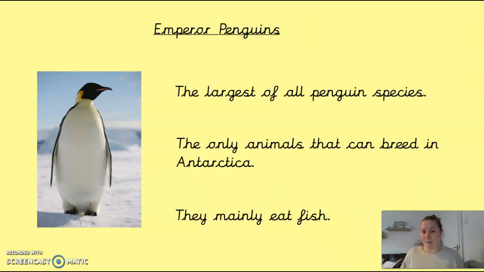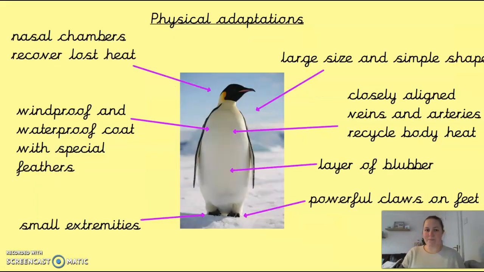This is the emperor penguin. It's the largest of all the penguin species. They are the only animals that can breed in Antarctica, so the only ones that are able to have babies in Antarctica, and they mainly eat fish. Let's have a look at its physical adaptations.